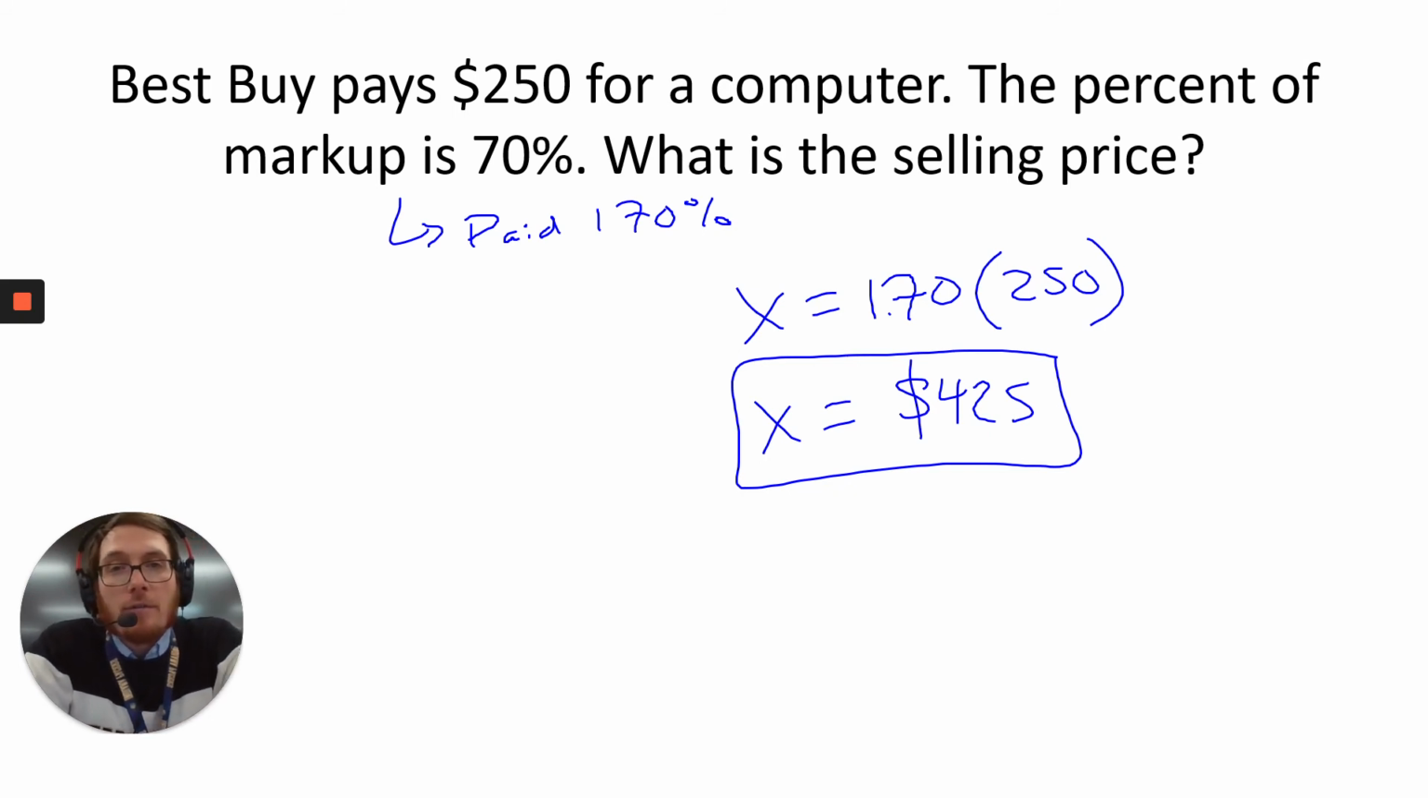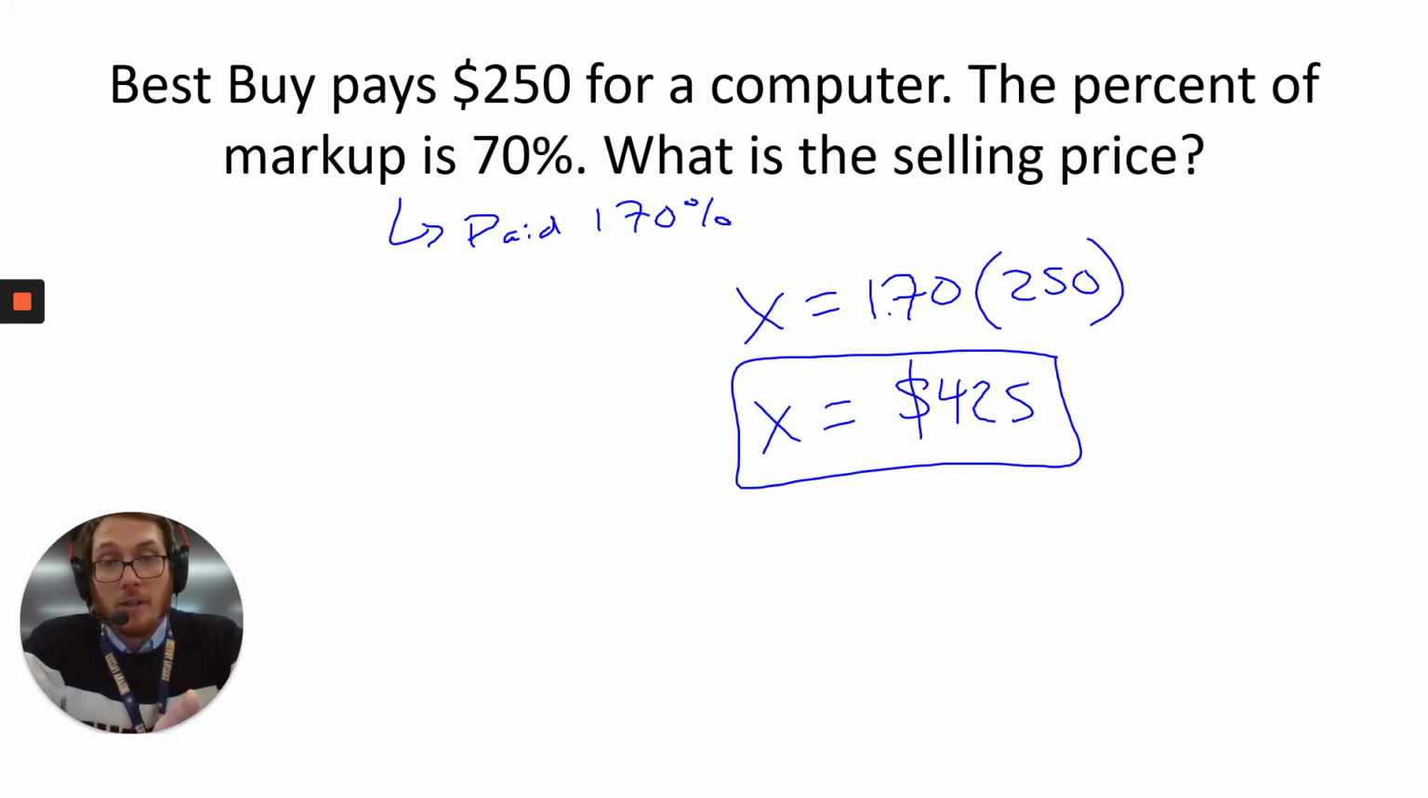Best Buy pays $250 for a computer. Okay, so that's how much they had to pay to get it, and then they mark it up 70%. Okay, so the original price, $250, that's the whole, and then it's 170% because it's the 100% of the cost plus an additional 70%. And then I take 1.7 times that number, and I get $425.